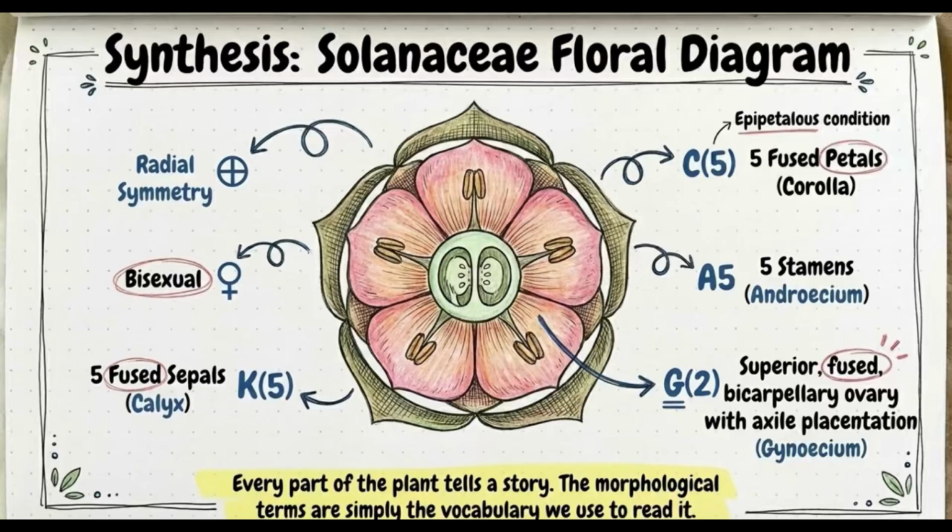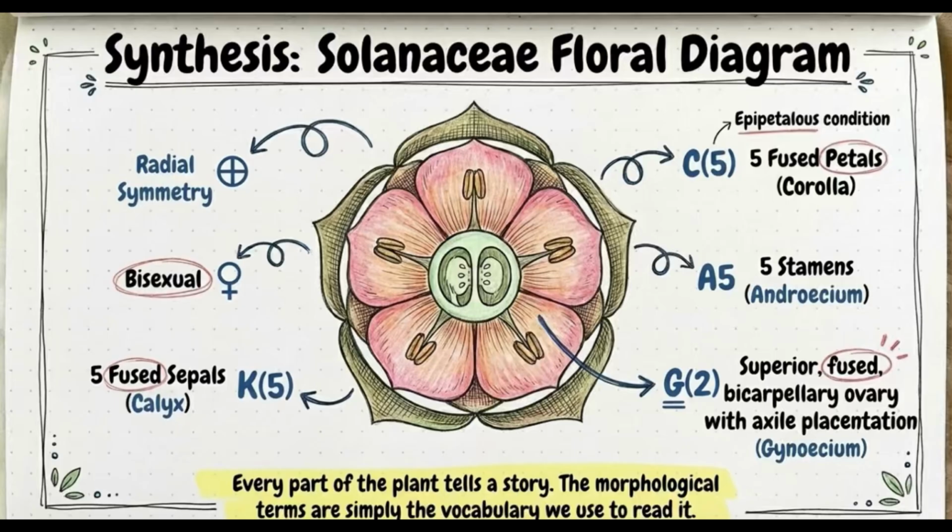Okay, first, symbols. Bisexual and a circle with a cross, meaning radial actinomorphic symmetry. Next, K(5). That means the calyx has 5 sepals, and the brackets mean they are fused together. Valvate aestivation, usually. Next, C(5). The corolla has 5 petals, also fused. Next, A5. 5 stamens. But there is a line drawn over the C and the A. This means the stamens are physically adhering to the petals. They are epipetalous. Finally, G(2).